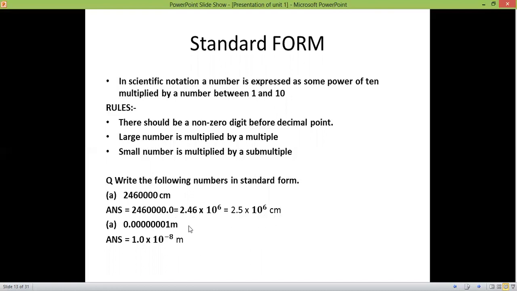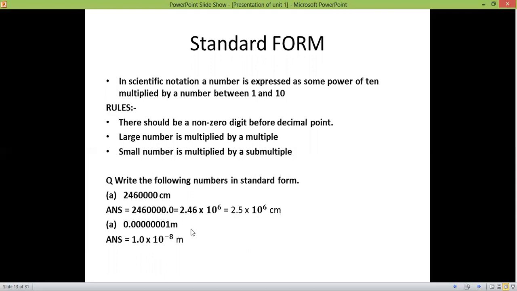We have rounded off 4 because there was 6 after 4. So whenever there is 5 or a number greater than 5, then 1 is added to the previous number. So the previous digit is 4. To 4, 1 is added, so the final answer becomes 2.5 into 10 to the power 6 centimeter.